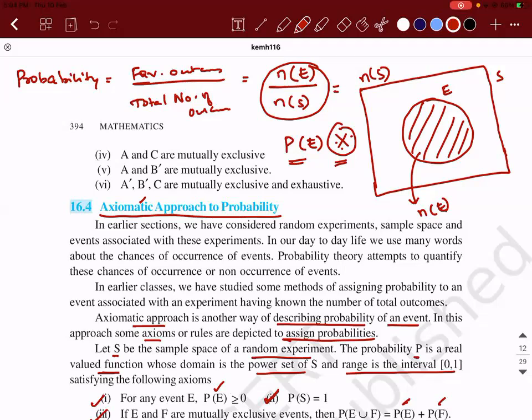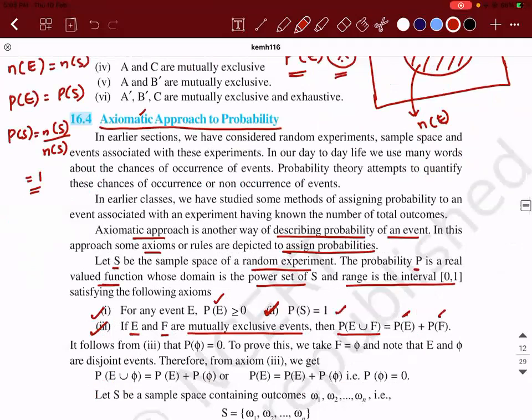Now, if n of E is equal to n of S, then the probability of E will be equal to the probability of S in that scenario. So what will be the probability of S? It will be the number of elements in S divided by the number of elements in S. That is the reason why it has come out as 1. Guys, am I clear till this step? This is a very, very simple aspect. Any doubt? Is it clear or not?